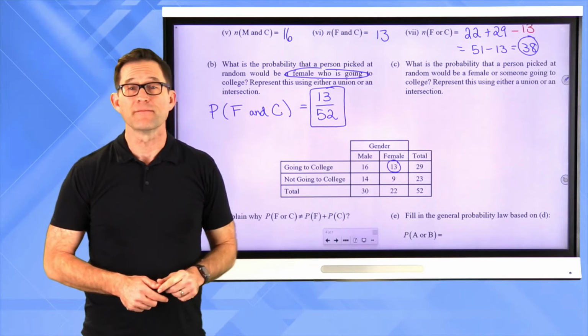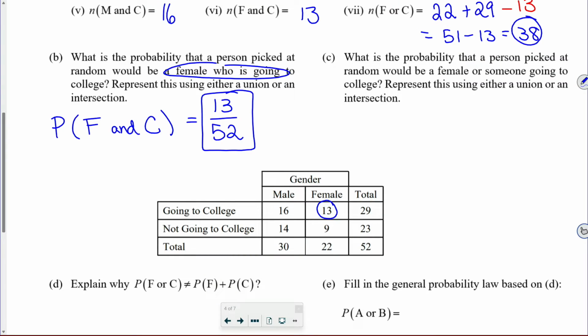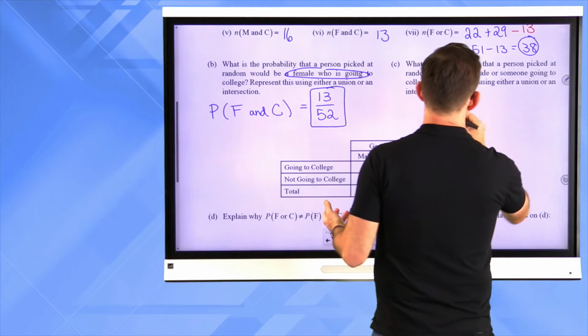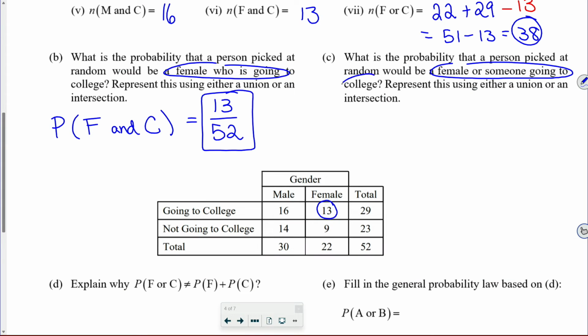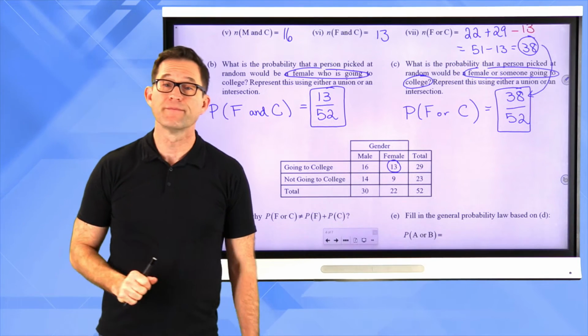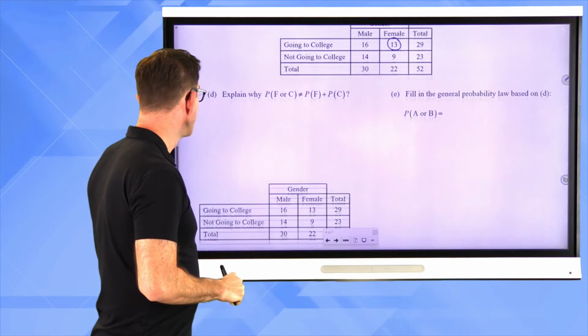All right, letter C. What is the probability that a person picked at random would be a female or someone going to college? Represent this using either a union or an intersection. All right, and again, now it's very straightforward, female or going to college, so that's the probability of female or college. Now that's going to be the number of people that fall into that union, which is 38, right from here, divided by 52.